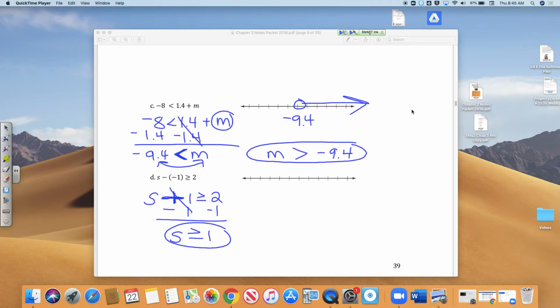How would I graph this? What would I do to graph this inequality? Chase? You put the 1 in the middle, and then full circle, and then point it to the right. Perfect. Thank you so much. Great.